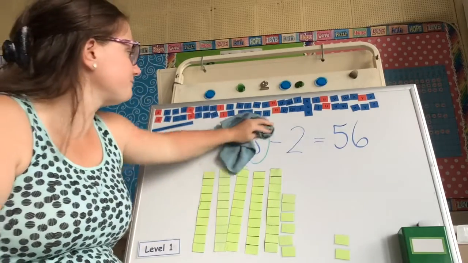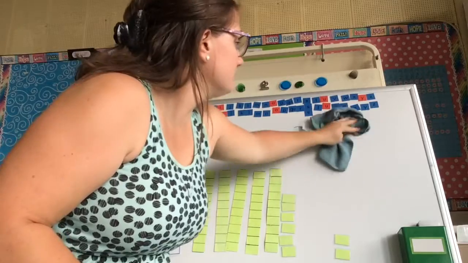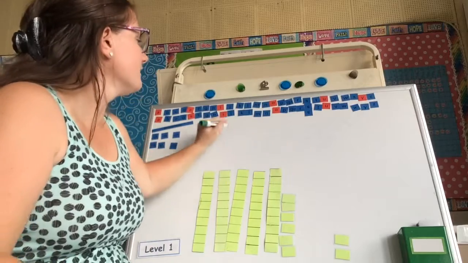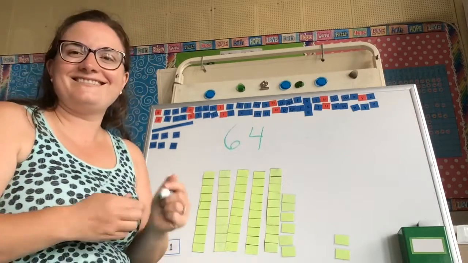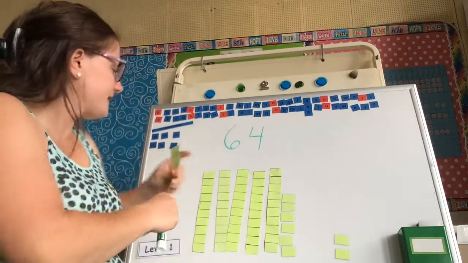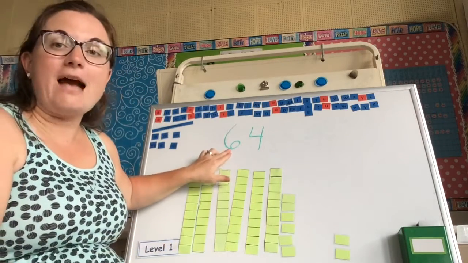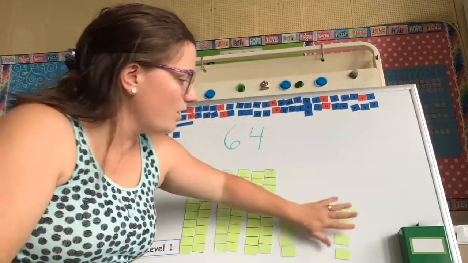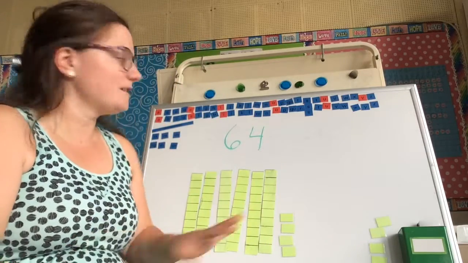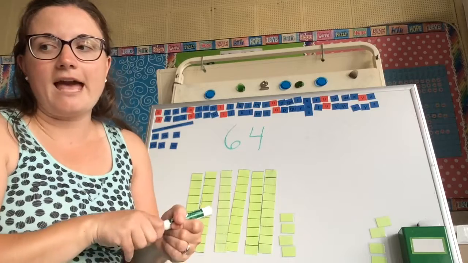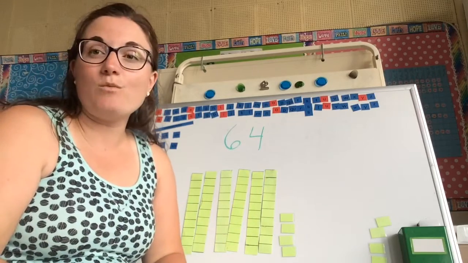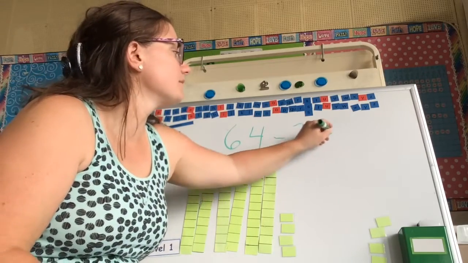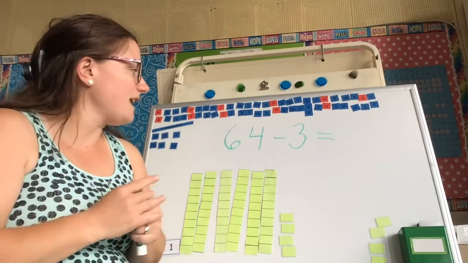Let's do another one here. Let's do this number here. Can you say this number out loud? 64. So let me get my 64 here. Because I would have how many tens? 6 tens, 10, 20, 30, 40, 50, 60. And then I want my 4 ones. So I have 64, okay? Now, what happens if I want to take away 3? Okay, so I have 64, I want to take away 3.